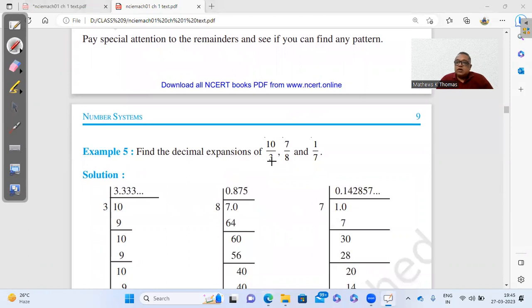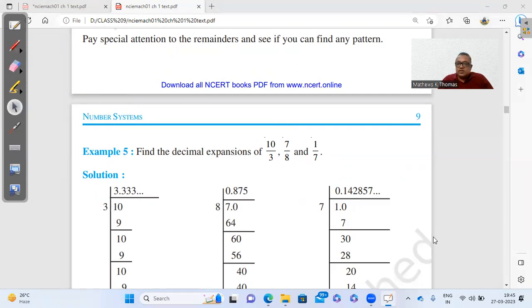We had discussed that every fraction is a rational number. So 10 by 3 is a rational number, 7 by 8 is a rational number, 1 by 7 is a rational number. We have to find the decimal expansion of these. Now, decimal expansion means either the number will terminate. When I divide 10 by 3, either it's going to terminate or it's going to go on forever. It's going to be non-terminating and repeating.